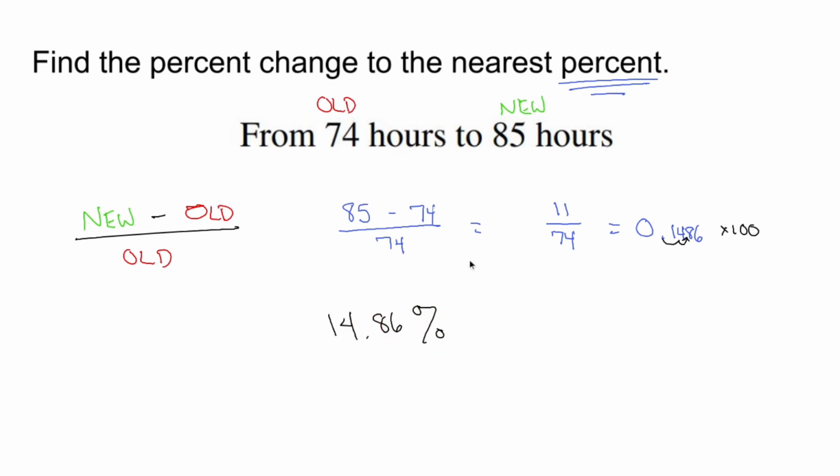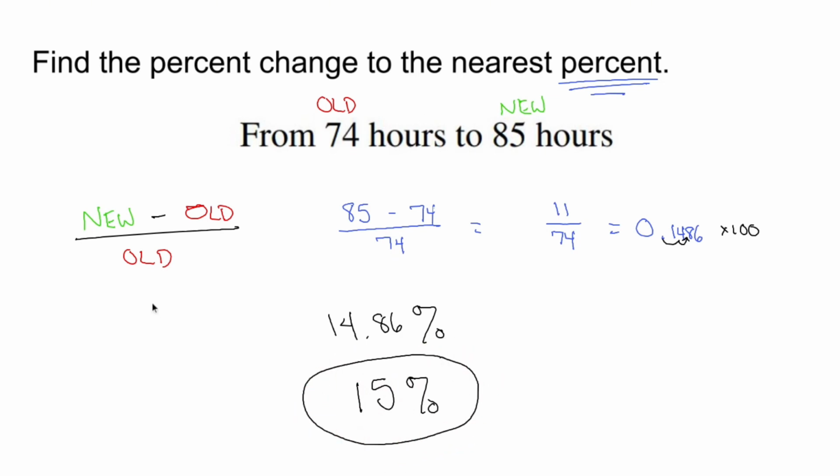14.86%. Now, the directions here are saying round it to the nearest percent. So 14.86, if you're thinking of it like money, $14.86 is closest to $15. So 14.86% is going to be 15%.